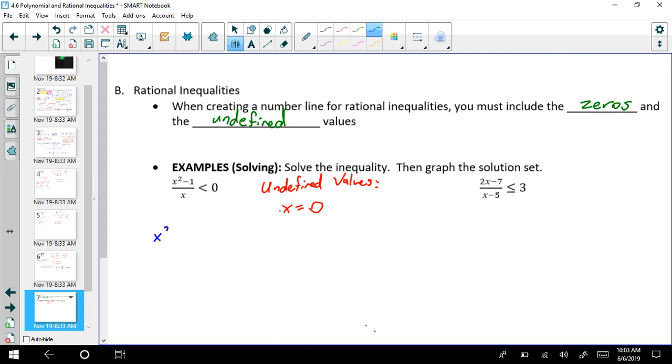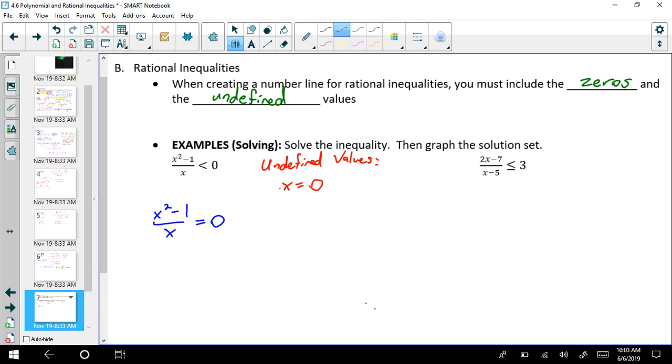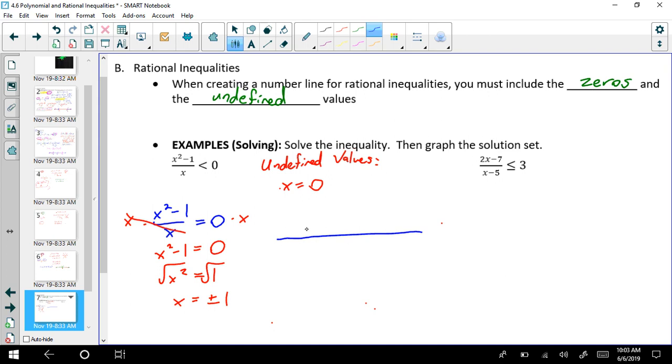Now, let's take our guy here and set it equal to 0, like we're going to solve the whole thing. So how would I solve this? Well, we could times by x to get rid of this division. Anything times 0 is 0. Now I'm going to add 1 over and then square root. Make sure you get plus minus 1. Okay, so now comes the part, just like the other ones, where we're going to make our little number line. And on my number line, I'm going to have my -1, 0, and 1.